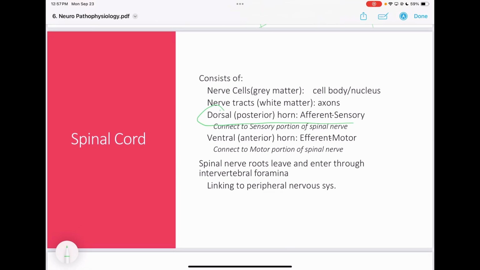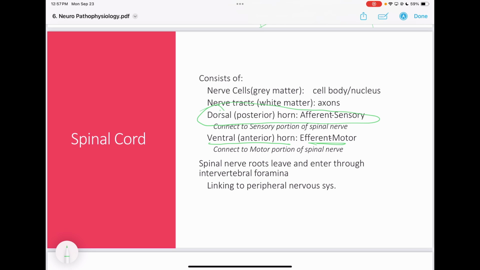Always remember, the dorsal posterior horn is always afferent sensory. The dorsal horn of the spinal cord is always going to be sensory. The ventral anterior horn is always going to be efferent motor. It connects the motor portion to the spinal nerve.